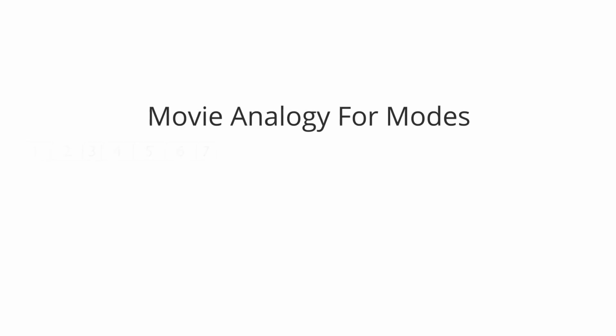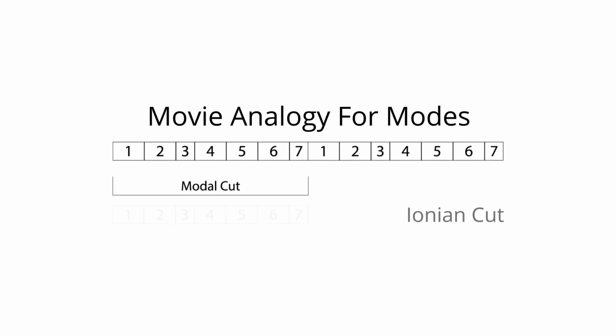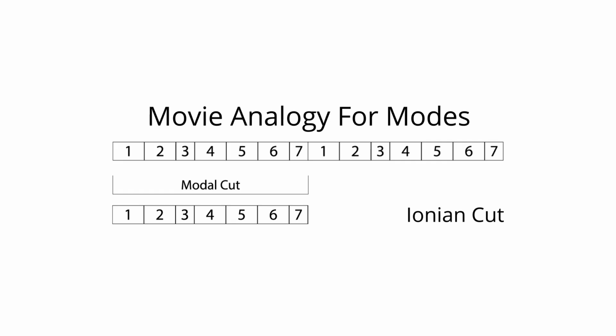okay? As we begin the discussion about modes, I'll use an analogy to a movie, okay? Let's start with a 7-scene movie, and we'll duplicate it and put the 2 movies end to end. So there's 2 copies of the same movie, and we're going to make 7 different versions of the movie. The first version or cut we'll call the Ionian cut, and it's simply the movie, from scene 1 through 7.